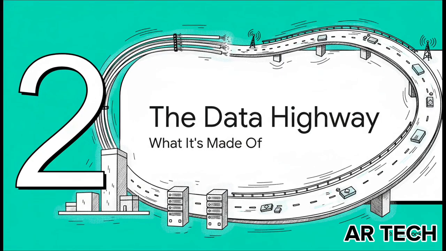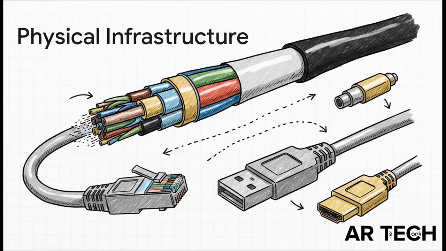So, if it's a highway system, what is this highway actually made of? Is it asphalt? Concrete? It's made of stuff you can actually go and touch. It's the Ethernet cable plugged into the back of your computer. It's the tiny little connectors on the end of that cable. And it's the absolutely massive fiber optic cables that snake across the ocean floor for thousands of miles. This is the asphalt and the on-ramps of our data highway.